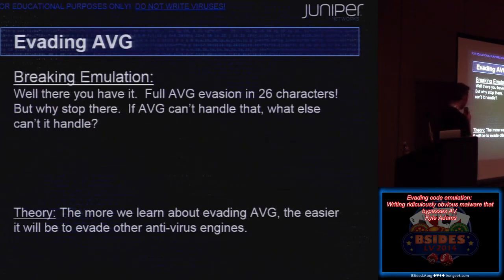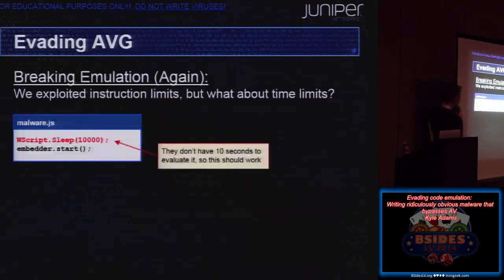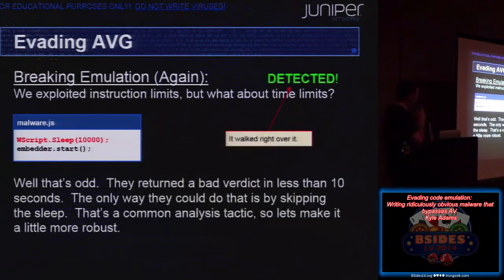How does AVG actually work? The more we know about AVG, the more we can figure out about other antivirus engines and how they're doing code emulation, which apparently is not very good to start with. So the next thing we're going to try is sleeping. AVG has like half a second to test my malware. So maybe if we force them to wait 10 seconds, we're going to totally evade them, because they'll be like, oh, in the first half second it did nothing bad. So we run that, and we get detected.